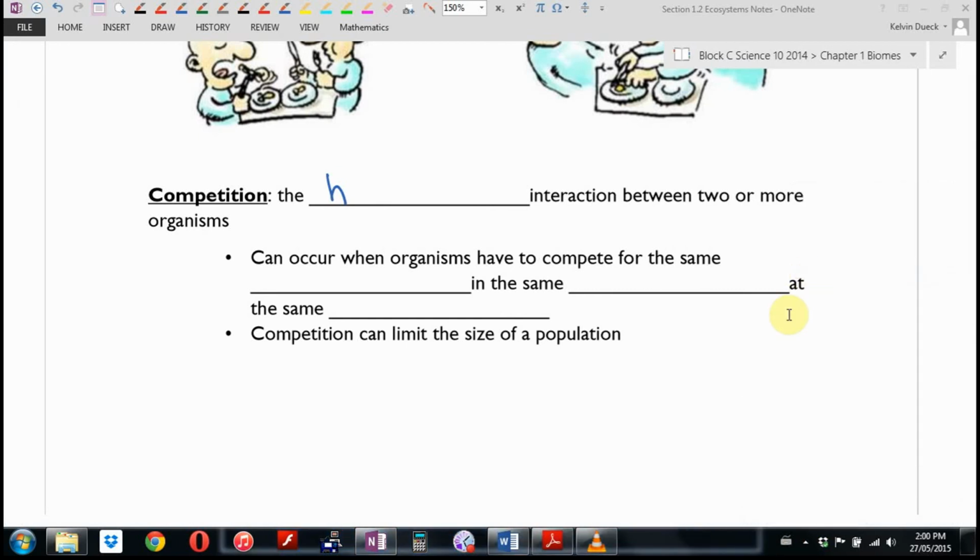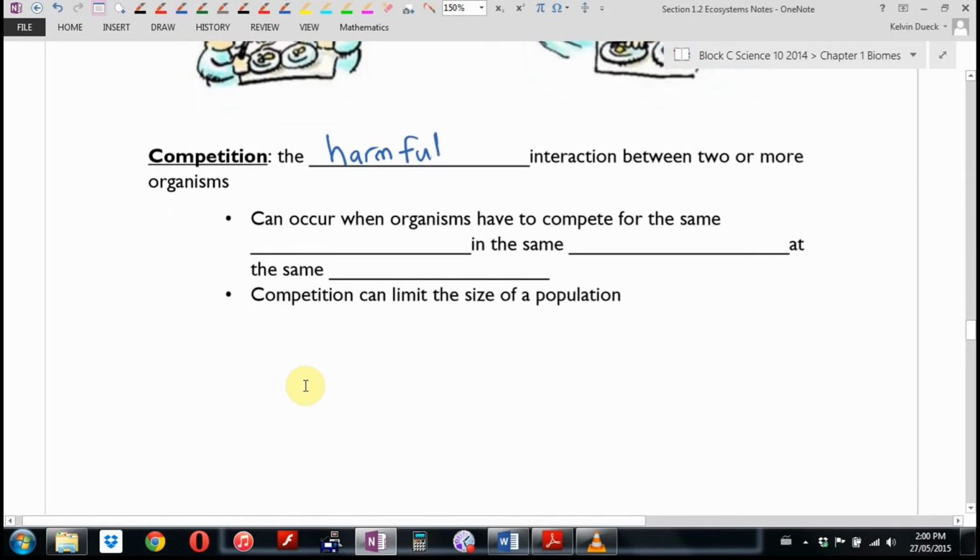Competition among species. It's defined as the harmful interaction between two or more organisms. Usually it means they both want the same thing and there isn't enough to go around. You may have heard it pronounced as survival of the fittest. That's not really what that means, but that's kind of what's implied by that. Only the strong will survive.